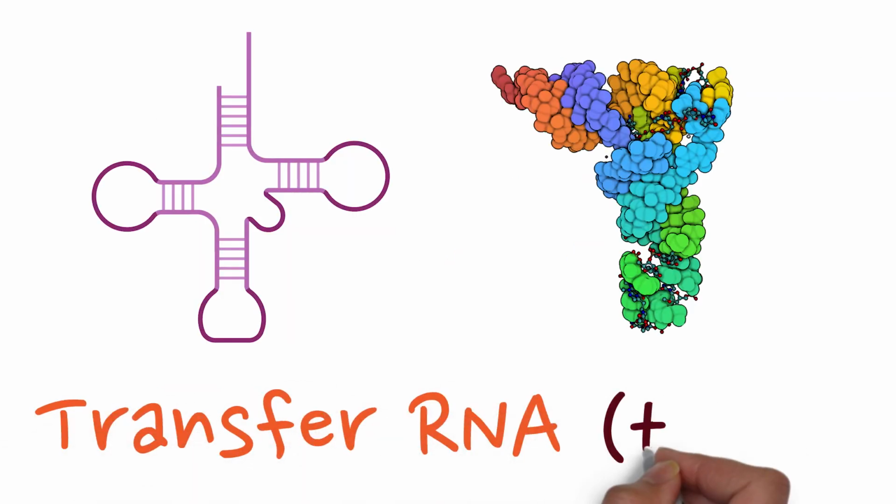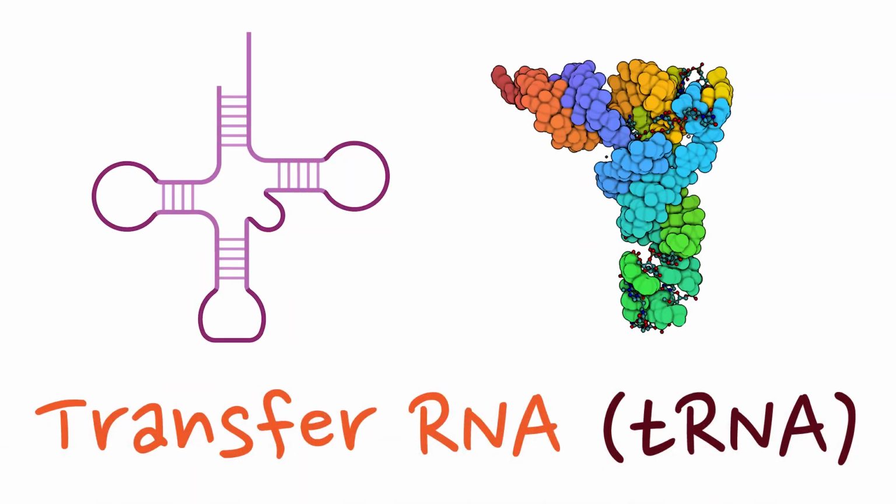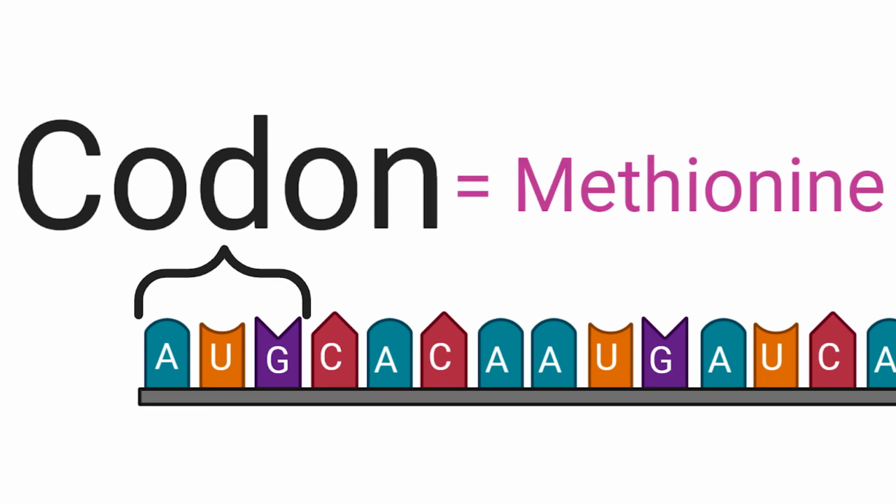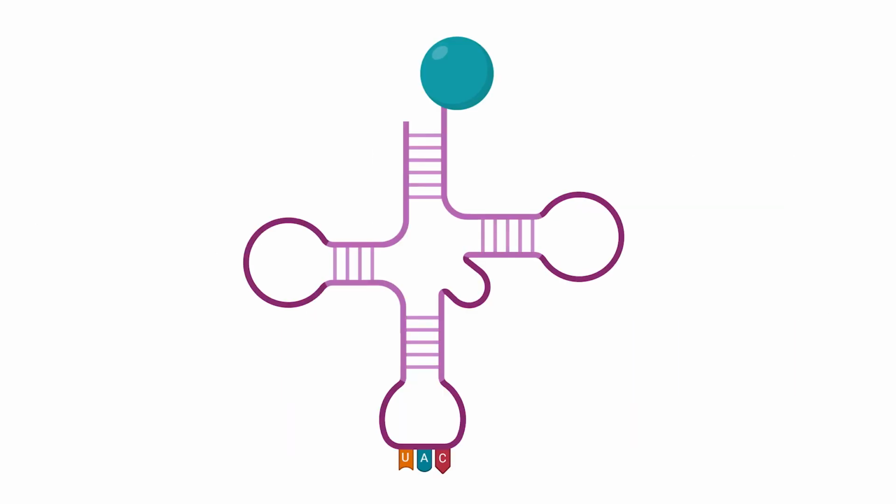Next, we have transfer RNA. As we saw earlier, the messenger RNA contains a code, written in 3 base pair words. Each of these words corresponds to a single amino acid. In order to recognize these codes, the amino acids are attached to a piece of RNA called a transfer RNA. Transfer RNAs are molecules that help amino acids attach to their proper sequence on the messenger RNA.